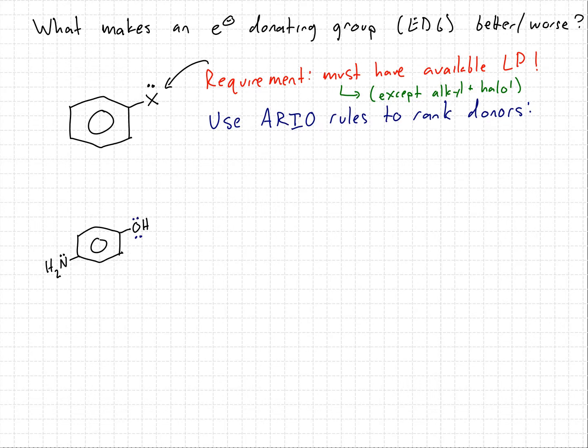So for example, if I have this compound here, I have two potential donors, the amine nitrogen and the phenol OH group. So amines versus alcohols. Which one of these is going to be a stronger donor? So take a moment here, try to rank these, pause the video, come back when you're done.